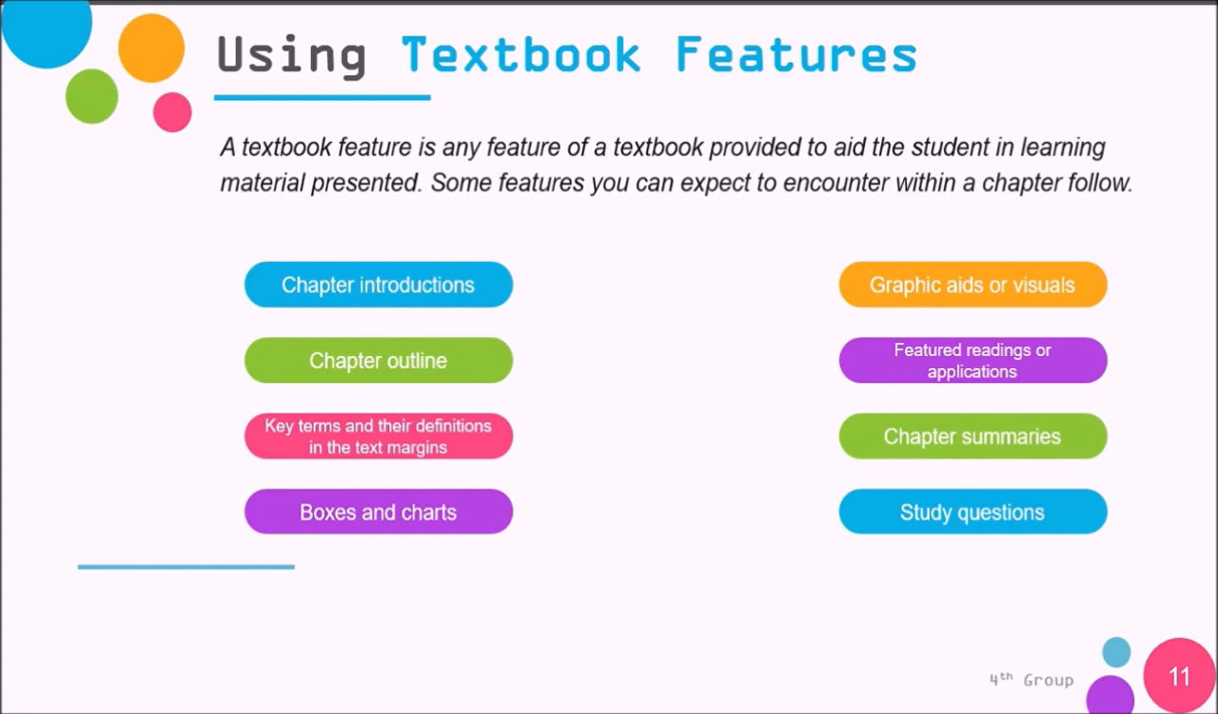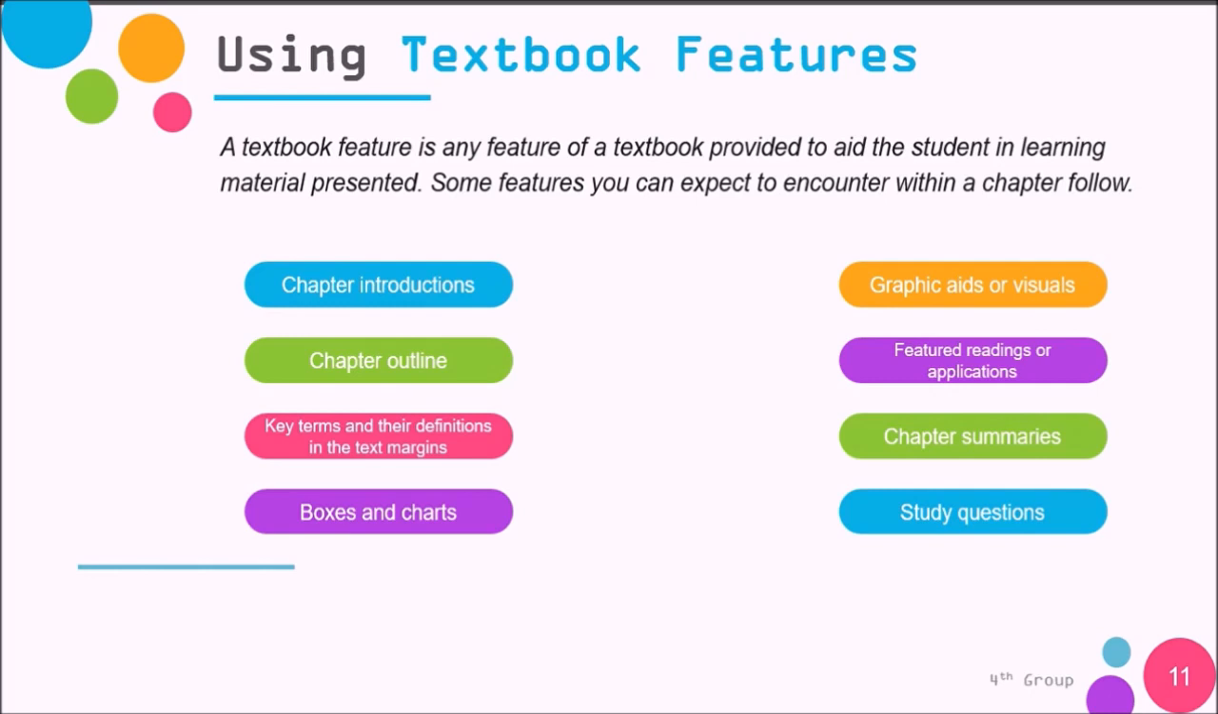Key terms and their definitions in the text margins or otherwise emphasized are very useful for students, as these definitions and explanations are often exactly the ones that need to be learned for class. Boxes and charts often summarize information in a chapter or prompt you to reflect on the chapter contents and should be examined closely. Graphic aids or visuals represent important information related to the content of the chapter.